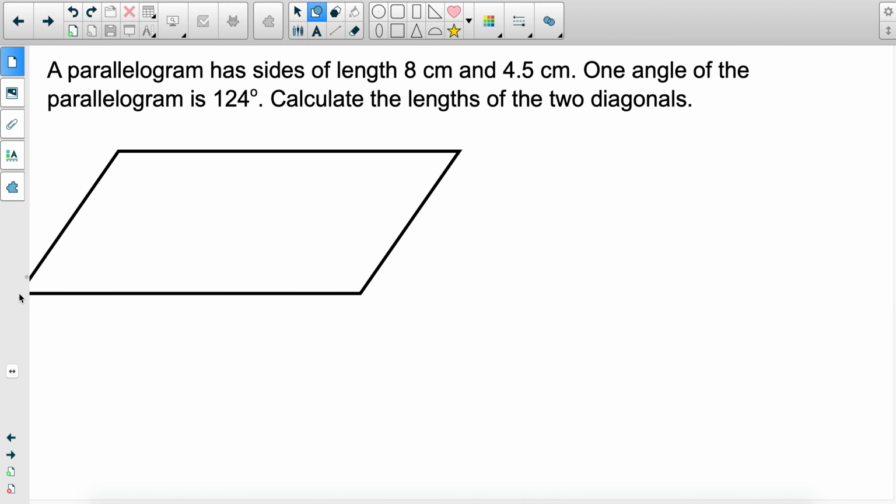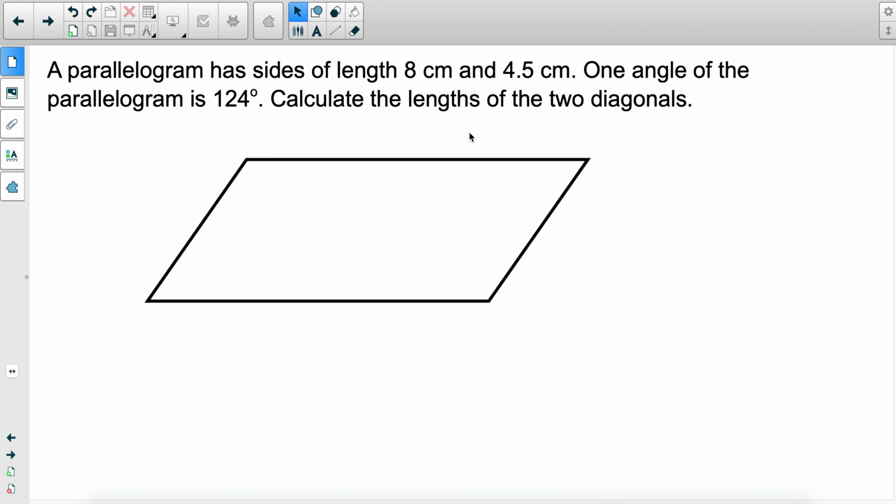Okay, so let's say this was our parallelogram, and this was our 8 centimeters, this was our 4.5 centimeters. And with a parallelogram, the opposite angles tend to be equal. Not tend to be, they have to be equal. And these 2 angles are equal. And you have 2 acute angles and you have 2 obtuse angles. So obviously the obtuse angle is 124. And therefore this is 124.